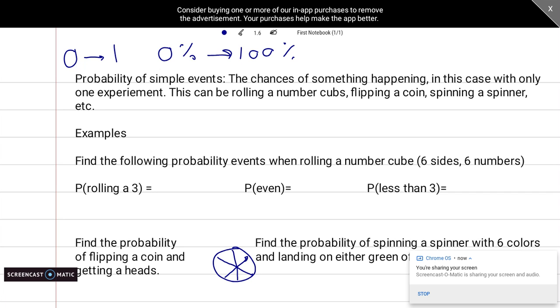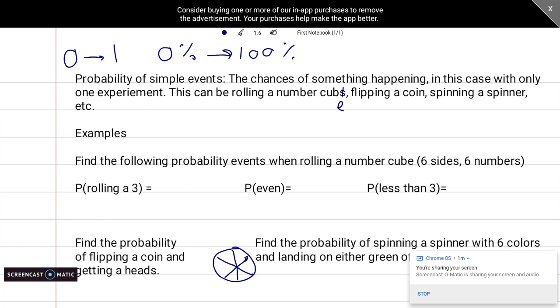A simple event is just doing one thing. It could be rolling a number cube. That should say cube, sorry about that. Rolling a number cube, it could be flipping a coin, spinning a spinner, etc. When we say number cube, we mean just a normal dice that you get in Monopoly. So let's jump right into a couple examples.